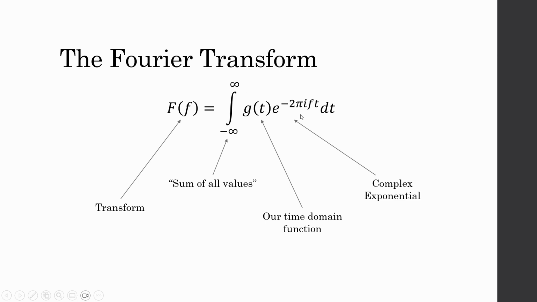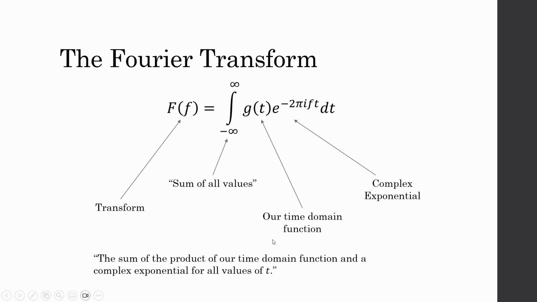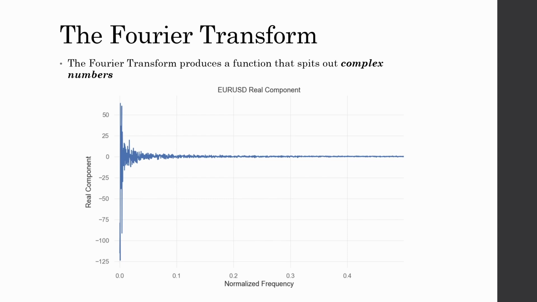And then we just have some complex exponential. We're not going to go into how this exponential expands. You can see that we also have t up here, and then we have a new term, which is f, and that's our frequency. And so if we do the sum of the product of our time domain function, g of t, and the complex exponential, we will get the Fourier transform. And so the Fourier transform basically produces a function of frequency that spits out complex numbers.